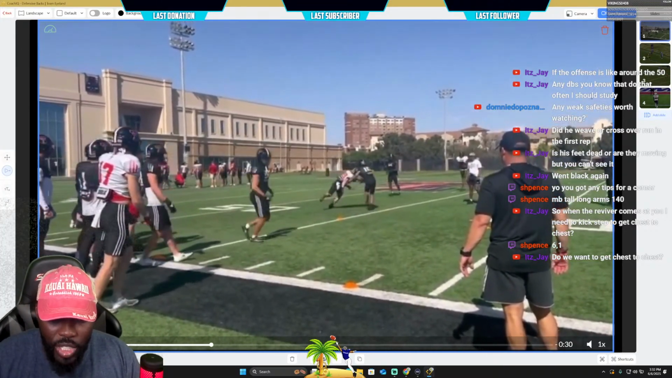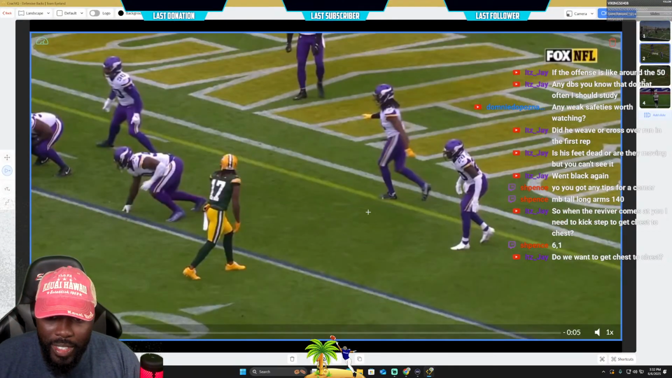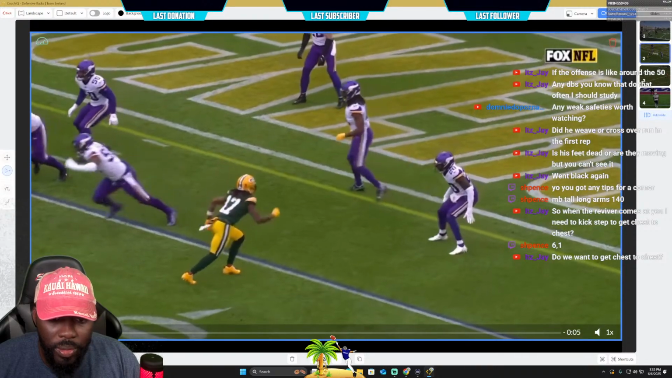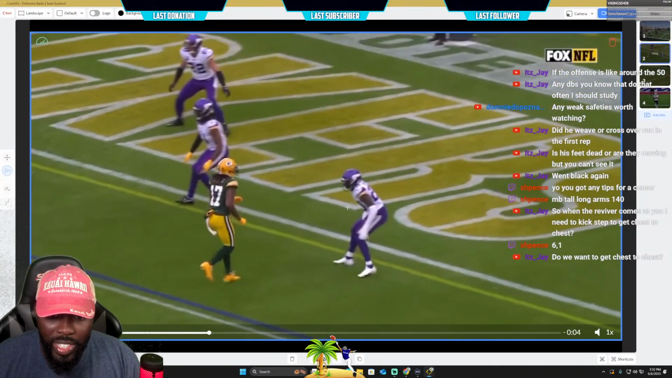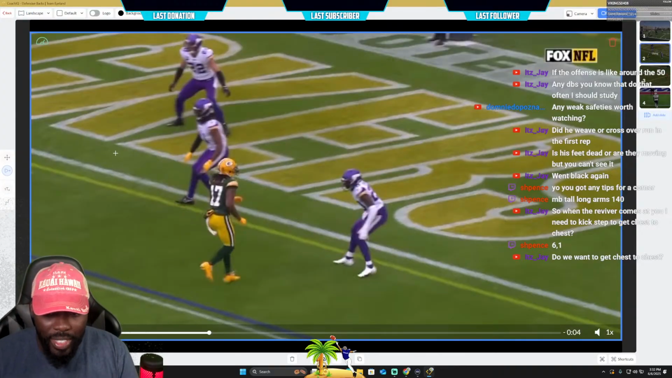That's a good rep. Oh, we watched this already. Hold on, this is a replay. See now, look at his stance. He's not square. He already set himself up. That's why stance is important, guys. Stance is important. It sets you up for success.